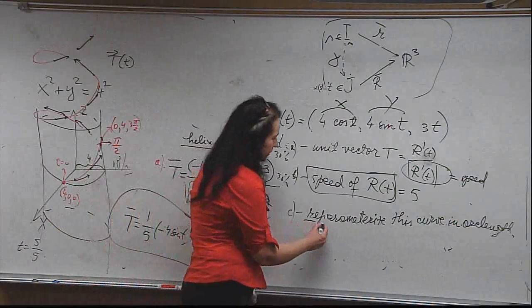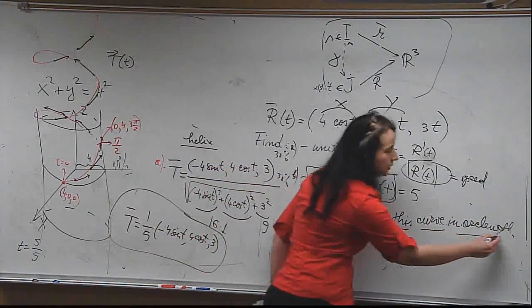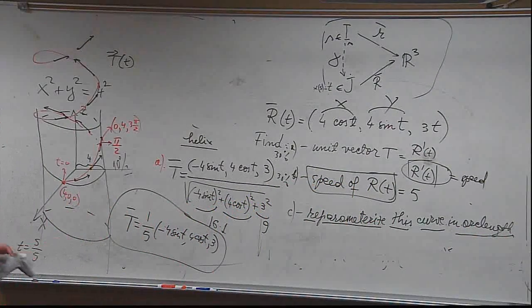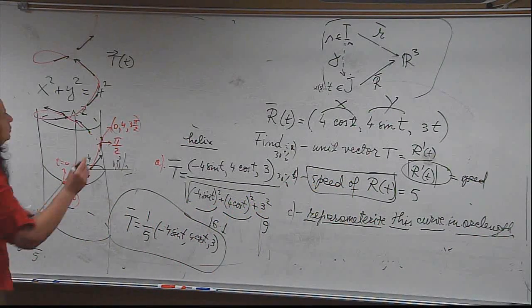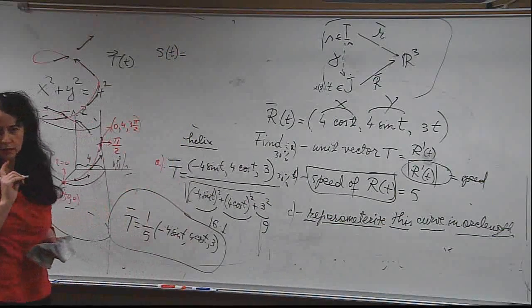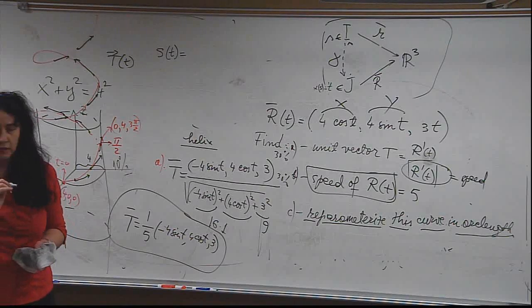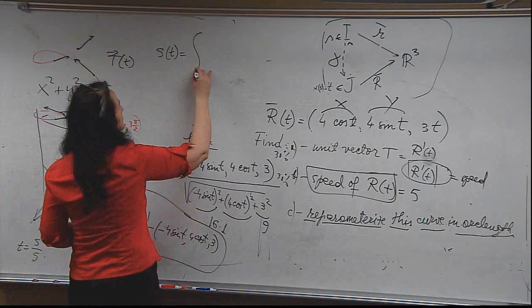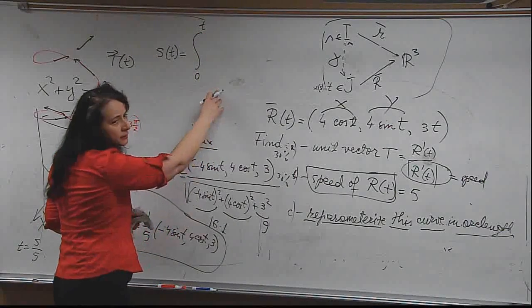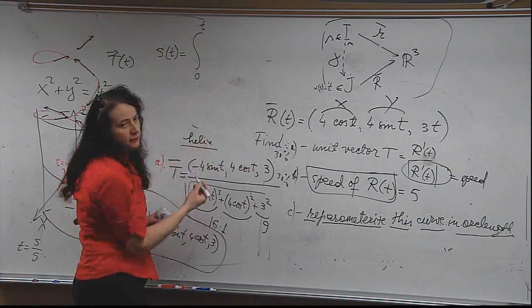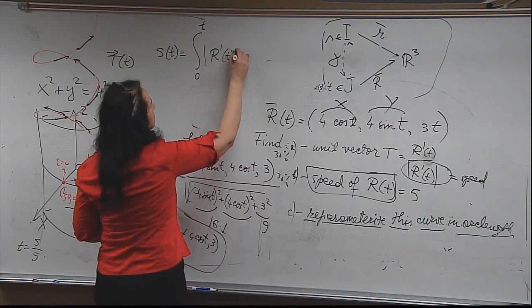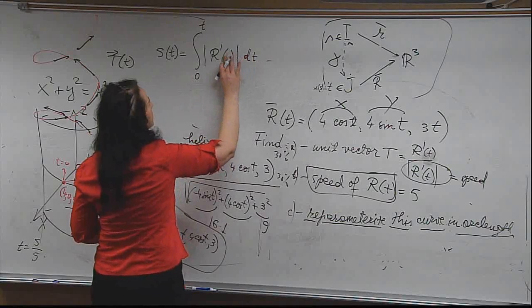Reparameterize this curve in terms of arc length. According to the chain rule, if you remember, what is s of t? If I want to reparameterize by arc length, it is the integral from 0 to t of the speed. How is the speed defined? The absolute value of r prime, dt, but I don't write t, I write tau.